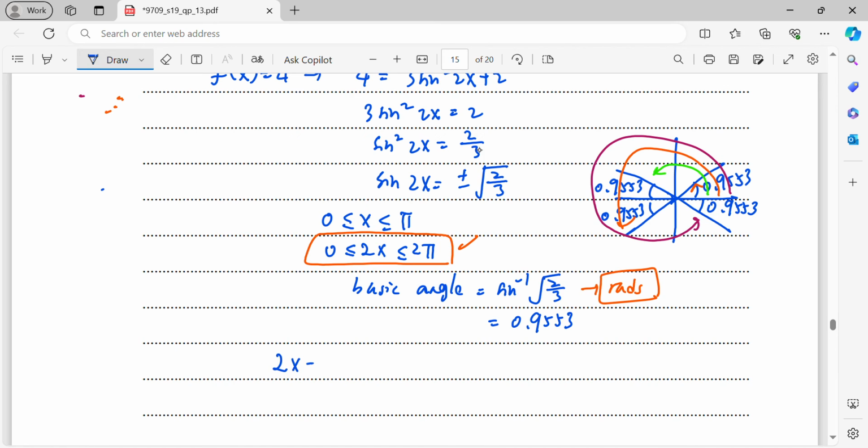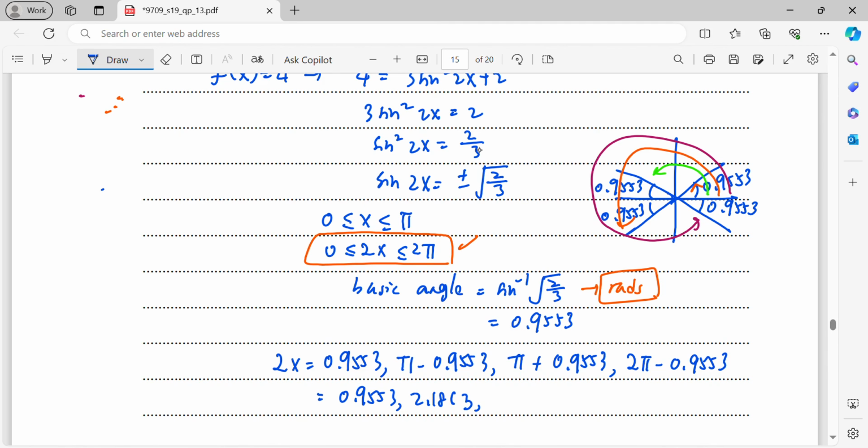So 2x equals 0.9553 as the first value, and then pi minus 0.9553 for the second angle. The third angle is pi plus 0.9553, and lastly 2 pi minus 0.9553. So here you will be getting 0.9553, the second is 2.1863, and then 4.0969, lastly 5.3279.